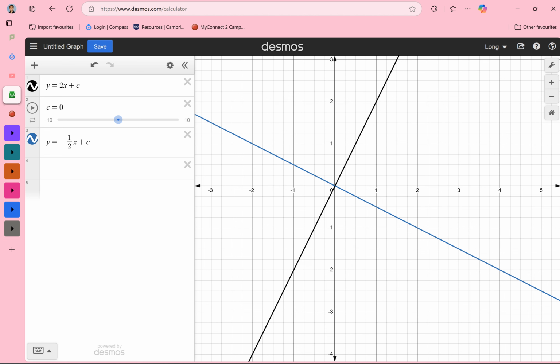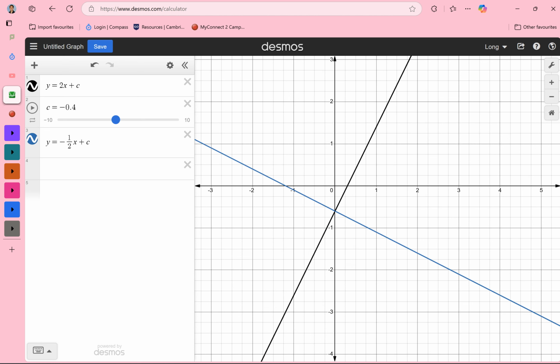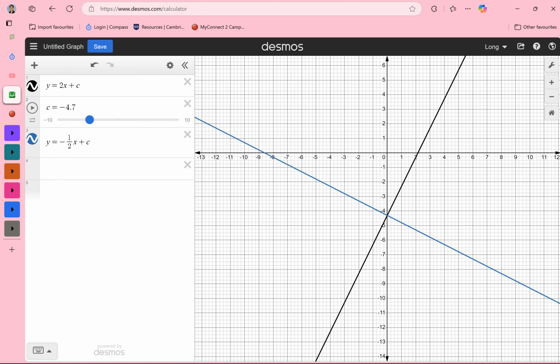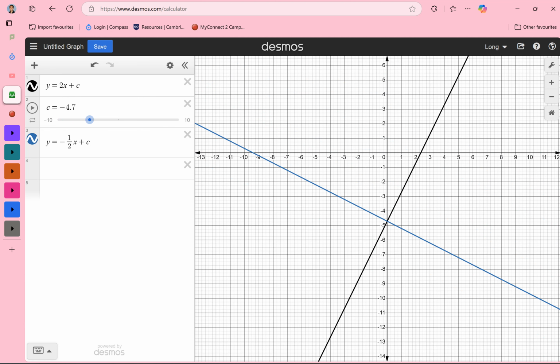So you can see that no matter what c is, they're always going to be perpendicular with each other. See that? They're always perpendicular. So that's all they wanted you to find, that the second equation is perpendicular to the first equation. That's it.